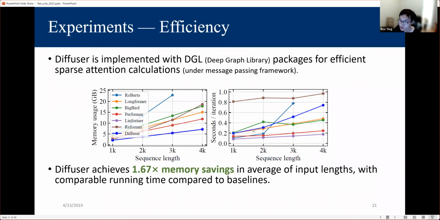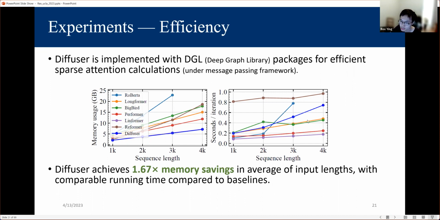And in terms of runtime, we're not the fastest, right? The blue line is in the middle, just because there is still this dense matrix multiplication that is needed, and also because we need to iteratively do diffusion multiple times. But sometimes these patterns can be pre-computed.